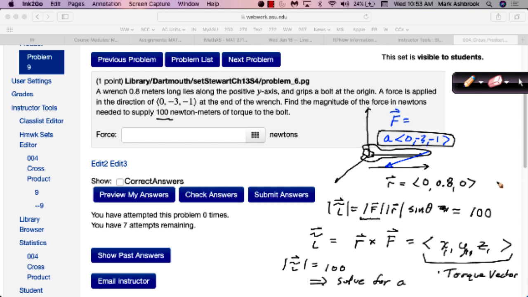for F. Okay, so I'm going to take the cross product of R and F. R is known. F has components 0, negative 3A, negative A. And when I take the cross product of that, I'm going to get the torque vector. It's going to have A's in it. Oh, I see now. It's going to have that scalar A in the torque vector. But I know that the magnitude of that is 100, given in the problem. Then you can solve for A, then solve for F. Is that better? Okay.